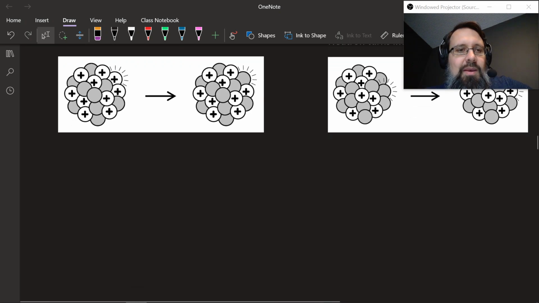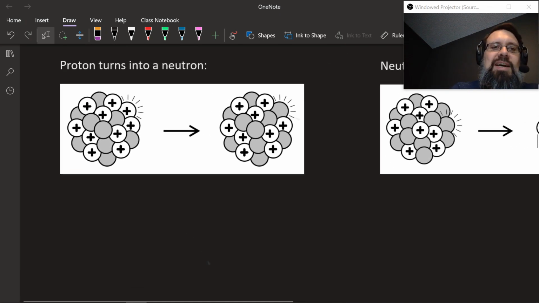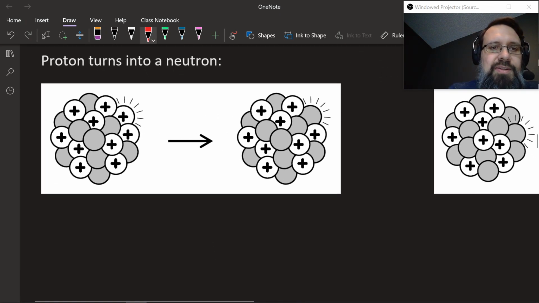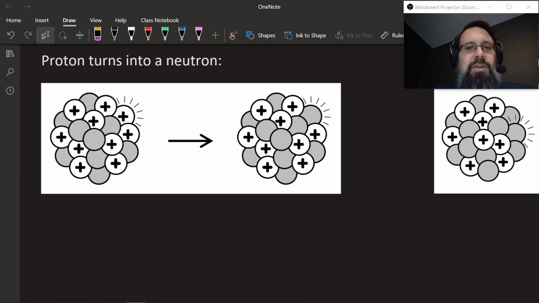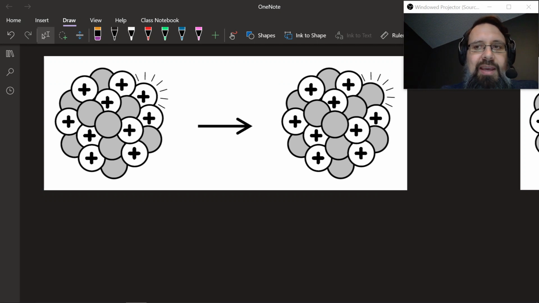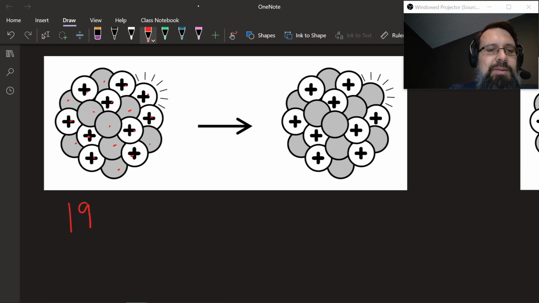Okay, let's see how this actually plays out. Here's a nucleus that has too many protons, and one of those protons is going to turn into a neutron. So let's go ahead and fill out this equation. First up, I've got to count how many nucleons there are. 1, 2, 3, 4, 5, 6, 7, 8, 9, 10, 11, 12, 13, 14, 15, 16, 17, 18, 19. So I've got 19 nucleons.